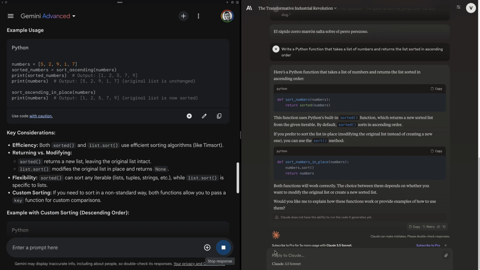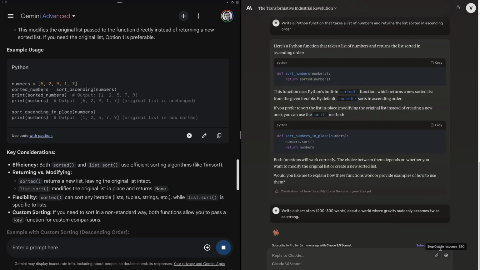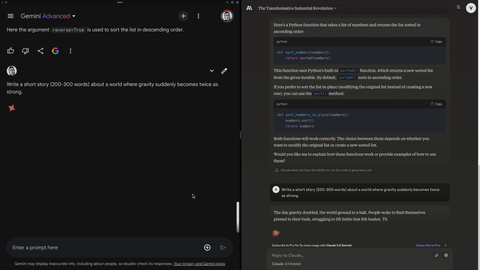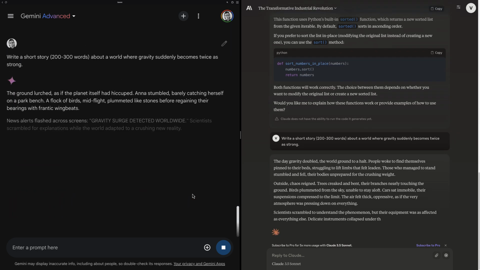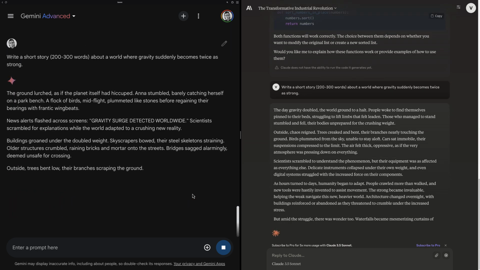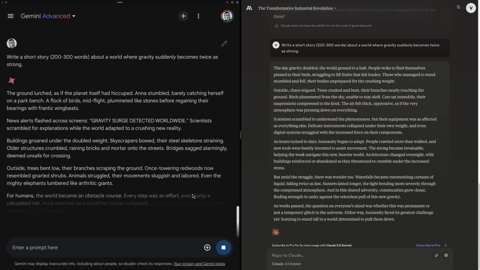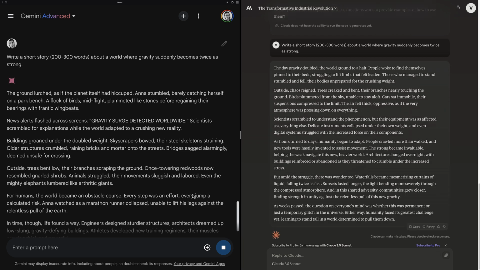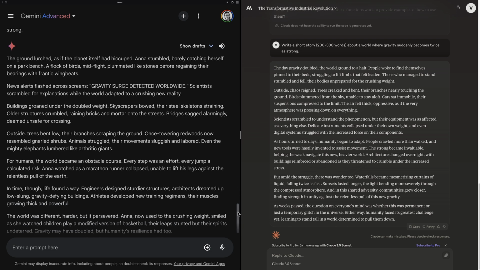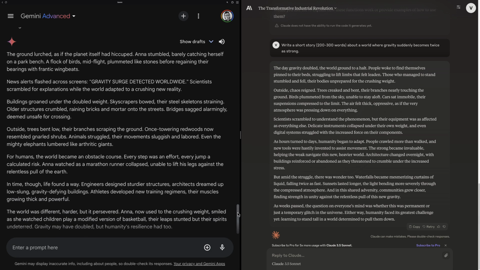Now, in the next question, we need to write a short story about a world where gravity suddenly becomes twice as strong. So this is a creativity and storytelling test. And here they're both coming up with some narratives. They both look cool and creative, so I'll have the first paragraphs be read by AI voices.